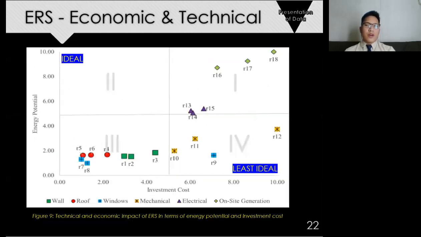To further illustrate the impact of strategies, this figure shows the normalized economic and technical impact of each ERS in comparison with the others. In prioritizing an ERS, it is ideal to select strategies that fall in quadrant 2. It provides significant energy potential and the least investment cost. However, none of the ERS fall in this quadrant. In terms of energy potential, ERS in the first quadrant should be considered despite its economic trade-off. Alternatively, strategies that fall in quadrants 3 and 4 are low-impact strategies that should be given the least priority.